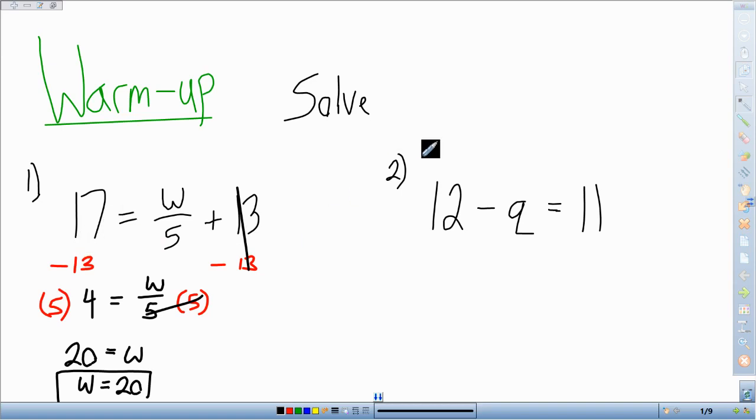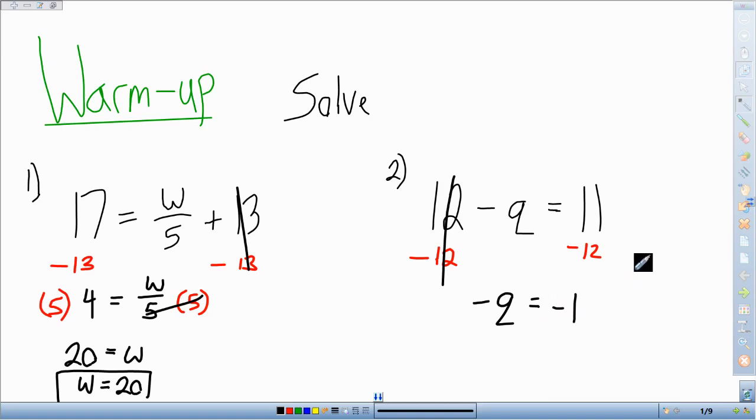Okay. Taking a look at number 2 here, we have a 12 and we have this minus sign. Okay, remember this is technically a -1 that's being multiplied by q. We'll eventually deal with that. We got to deal with this positive 12 first, and we will do that by doing the opposite, subtracting. Okay, so it looks like we have a negative q on the left. On the right, 11 minus 12 is -1.